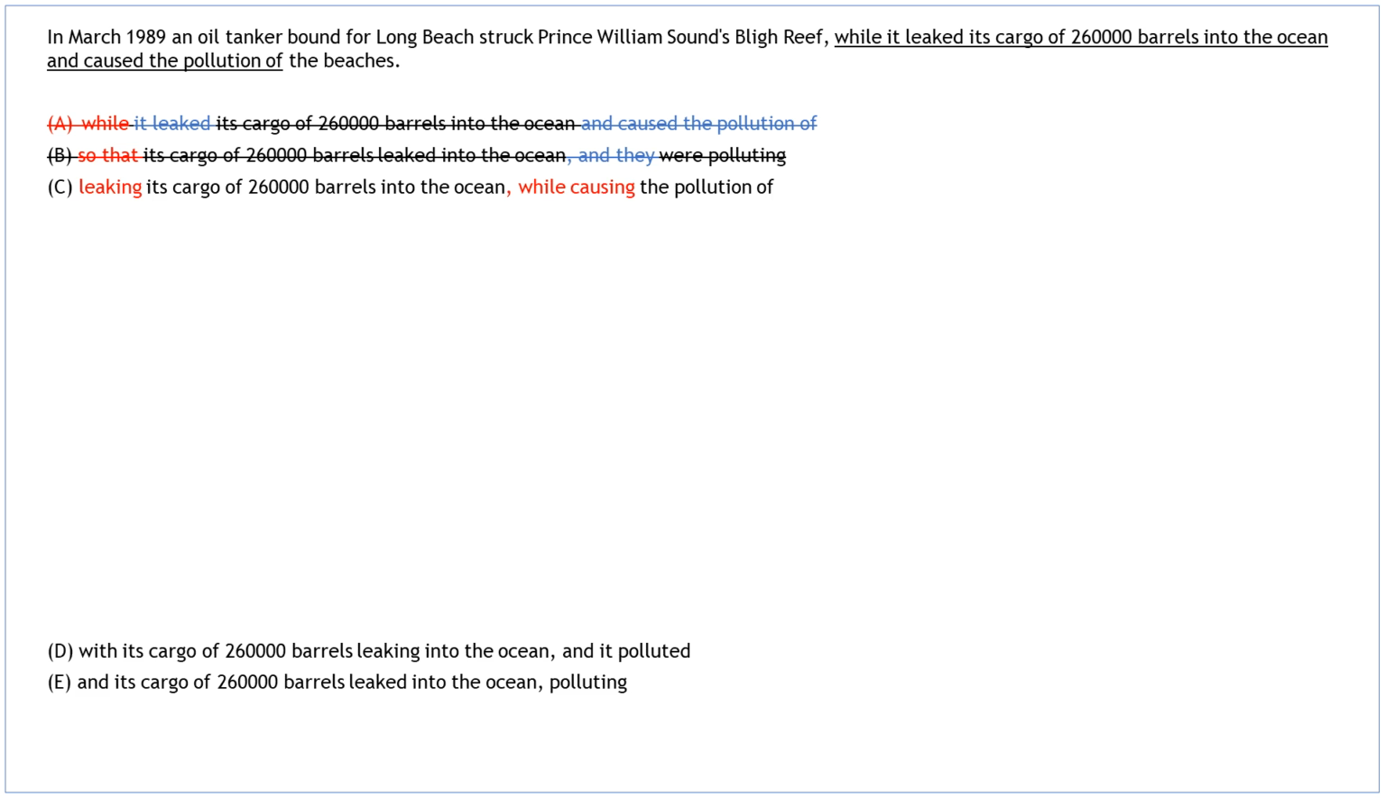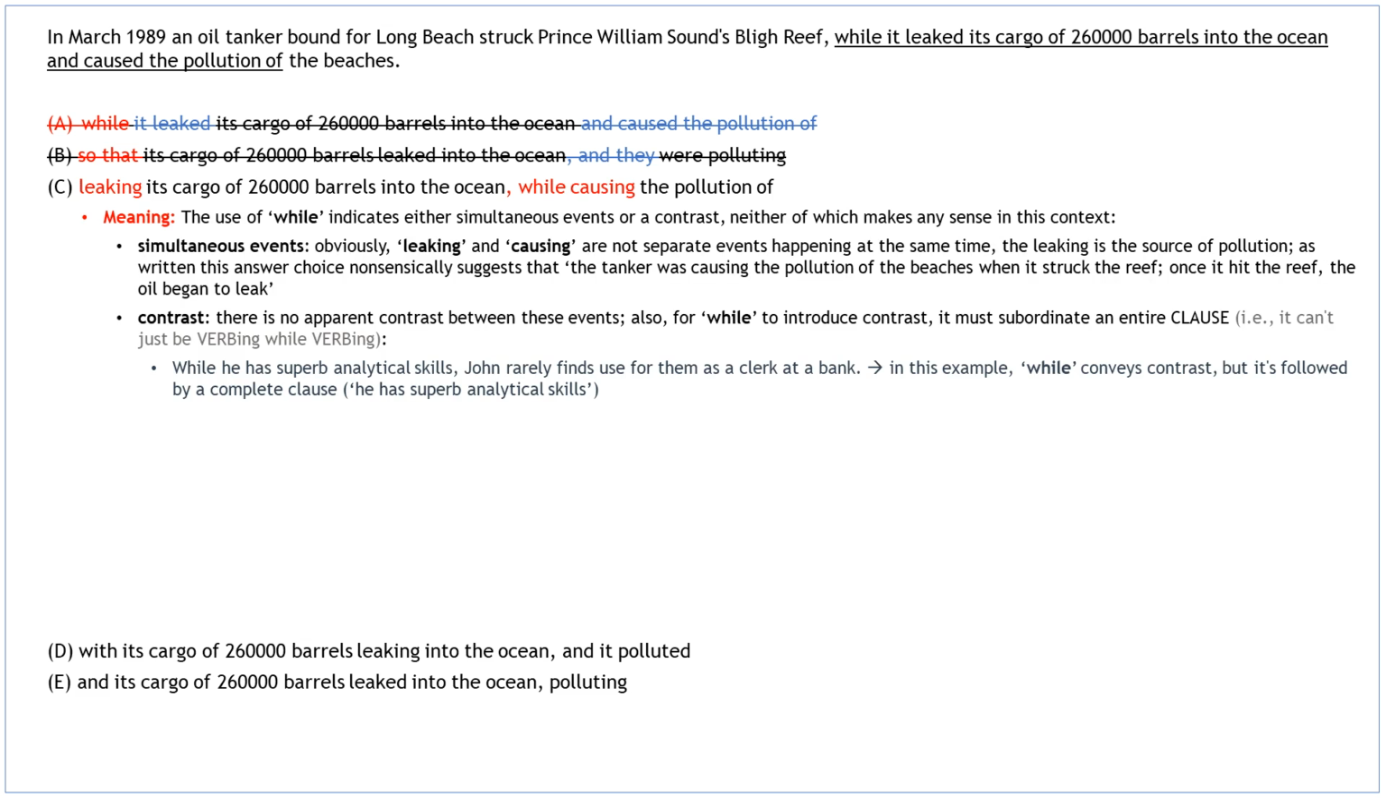In this answer choice, the use of the conjunction "while" indicates either simultaneous events or a contrast, neither of which makes any sense in this context. Obviously, leaking and causing are not separate events happening at the same time. The leaking is the source of pollution. As written, this answer choice nonsensically suggests that the tanker was causing the pollution of the beaches when it struck the reef. Once it hit the reef, the oil began to leak. As far as contrast, there is no apparent contrast between these events.